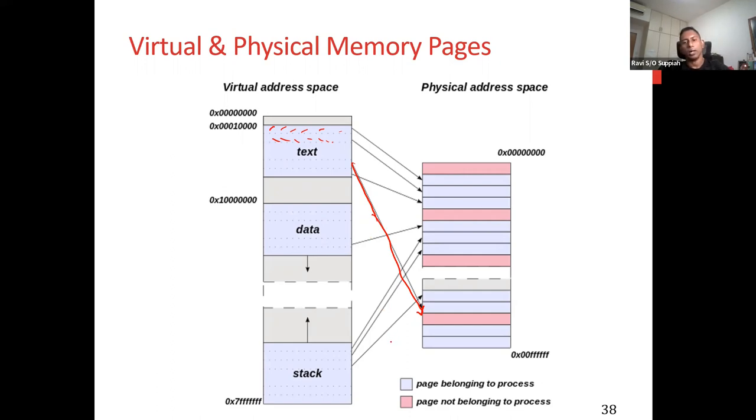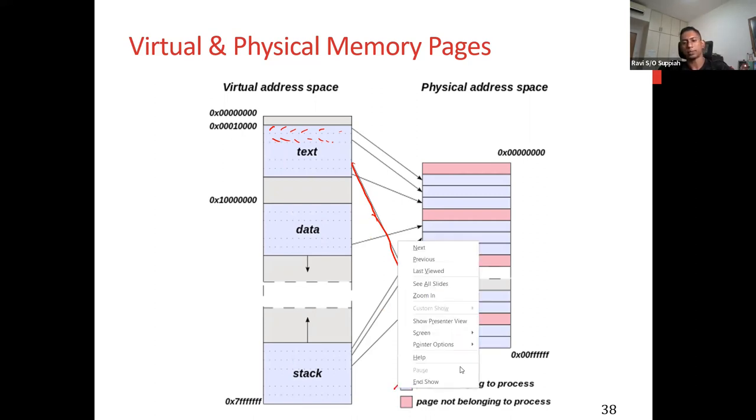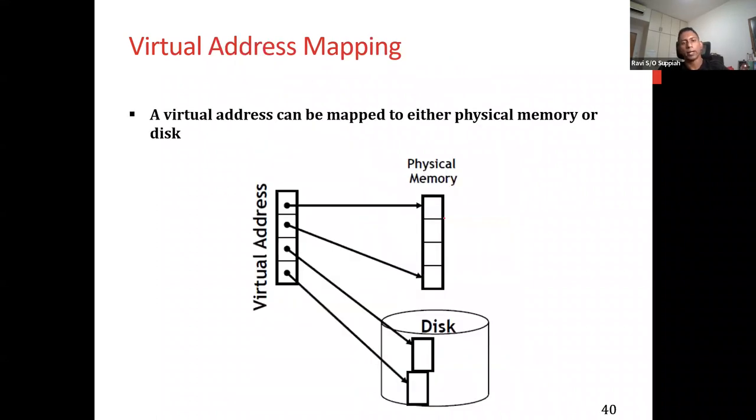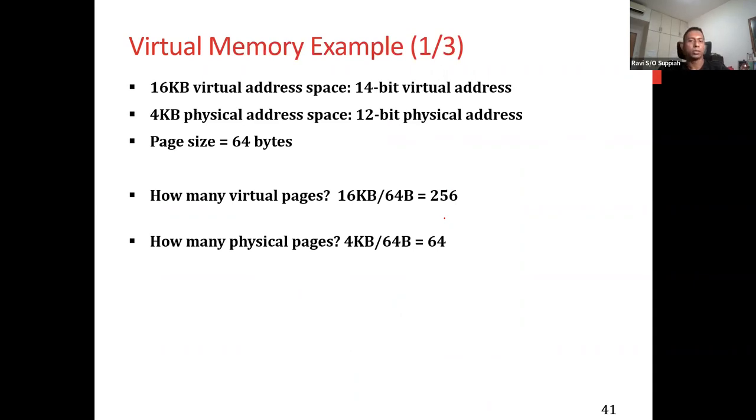Now, if you look at all of these blocks here that are highlighted, these are the ones that belong to the process. That means I'm launching this application right now, my browser, my media player or something. So that application that I'm launching is now going to occupy this amount of text, the data and stack, and all of this is mapping to certain regions, certain pages in my physical address space. Now, a virtual address can be mapped to either physical memory or the disk. So first let's look at this example on how to do some calculations, and then we'll have a better idea of the mapping.